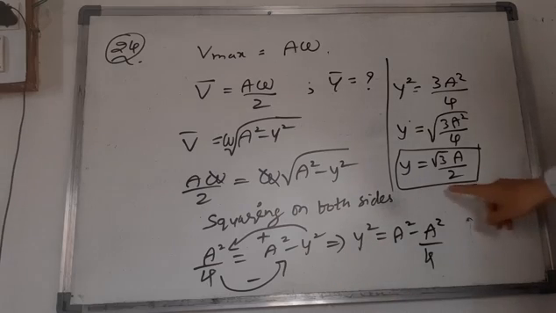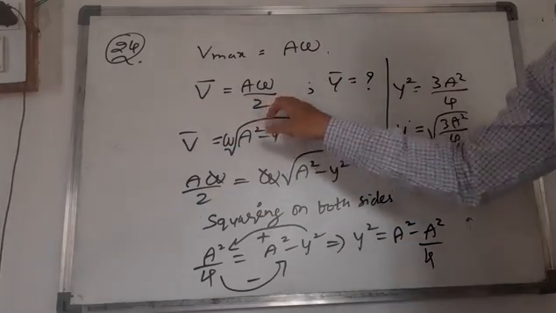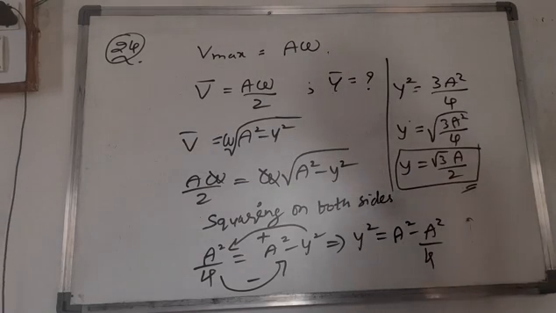So like this we will get a displacement. At this displacement, the velocity becomes half of the maximum velocity. Like this. Thank you.